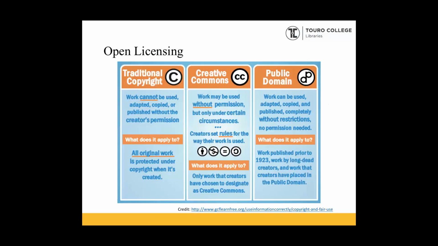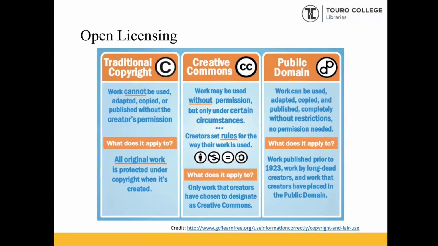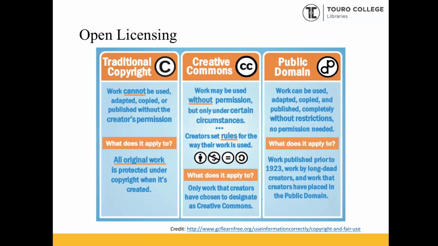What are the main differences between traditional copyright, Creative Commons, and the public domain? In traditional copyright, works cannot be used, adapted, copied, or published without the creator's permission. And this applies to all original works, since all works are protected under copyright when they're created. In Creative Commons, works may be used without permission, but only under certain circumstances. Creators set rules for the way their work is used. And we'll take a look at that.